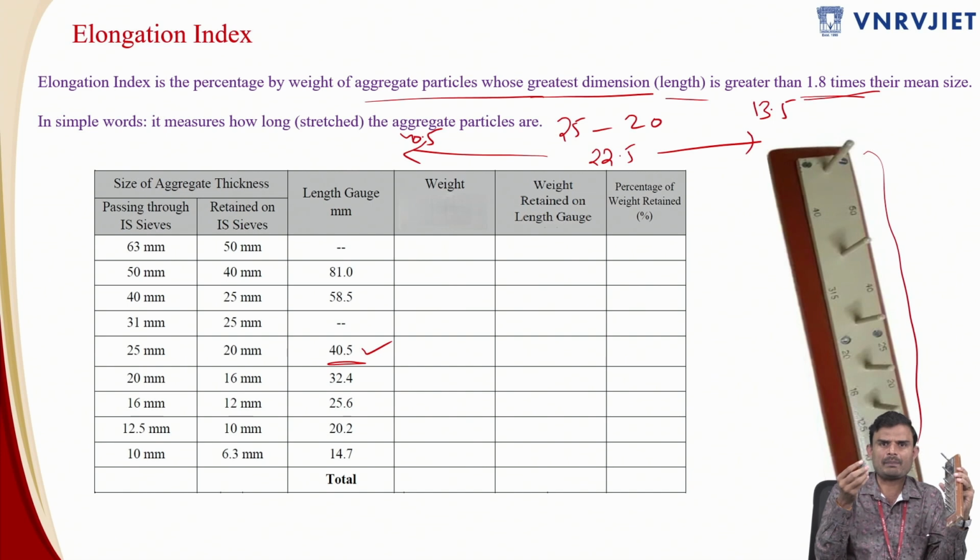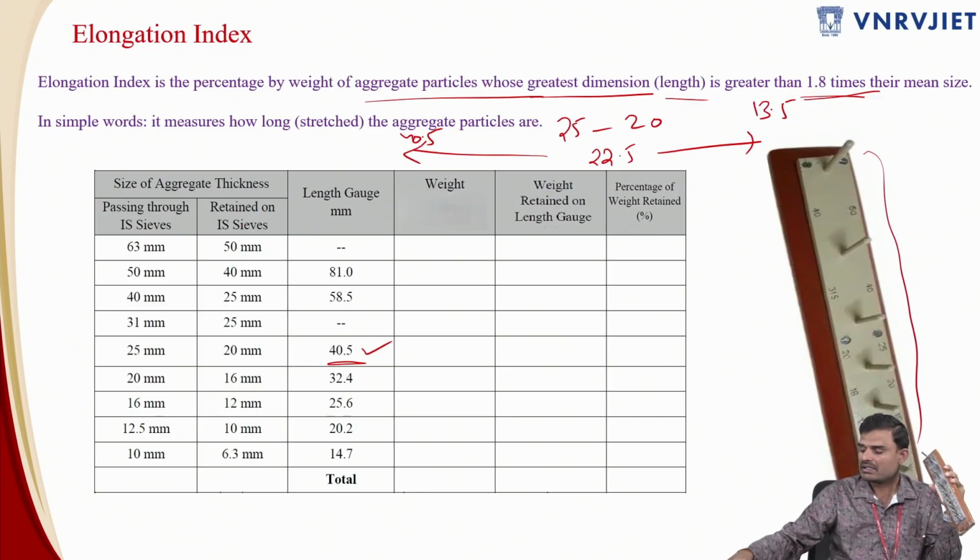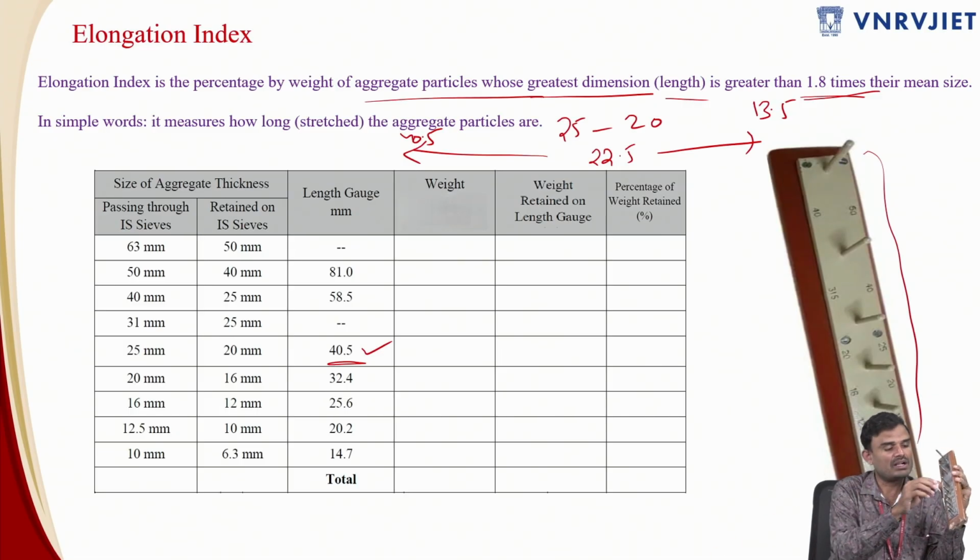And I have another aggregate particle similarly. I am passing it through the 25 to 20 mm length gauge, and this is not an elongated particle. Why? Because the longest dimension, along its length, is not retained over here. It is not higher than 40.5 mm, so it is not going to be retained. If it is not retained, it won't be an elongated particle. Similarly, the third aggregate particle is very angular, so it will definitely not be an elongated particle.